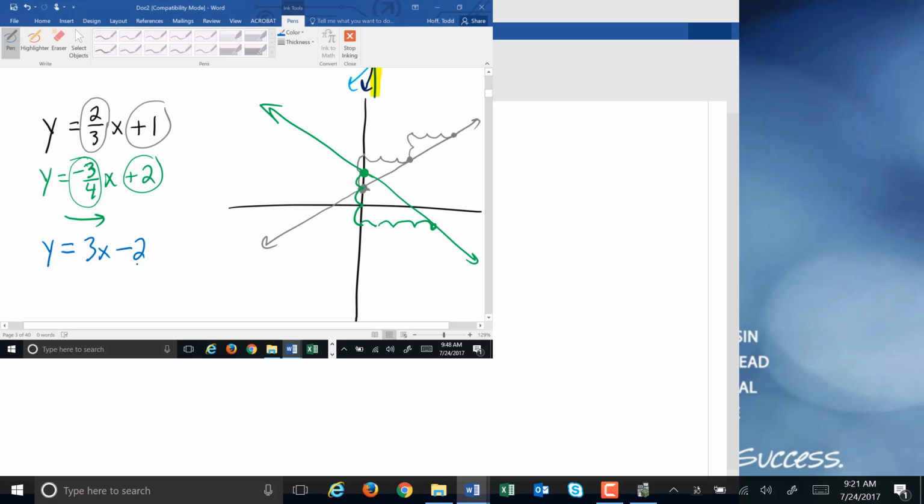Where's this one going to start? -2. Very good. So we go down 2, and that's where it starts out. From there, what do we do? Yep, we got to take that 3x and make it this 3 over 1. So from this point, we go up 1, 2, 3, and over 1 right there.